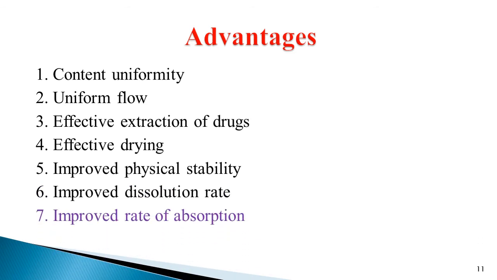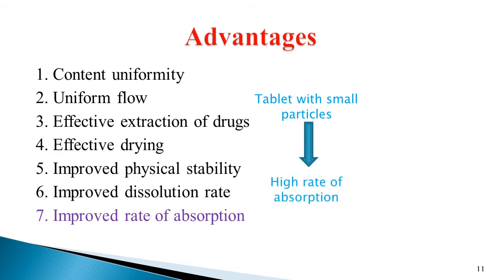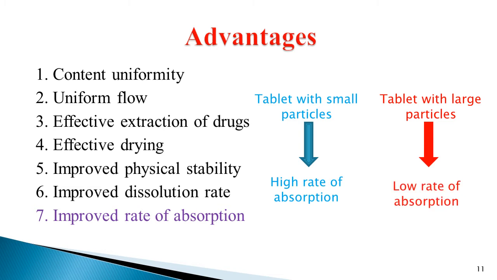Next, improved rate of absorption. By taking the same example of the tablet formulation, suppose the tablet contains small particles. After dissolution, it will be absorbed into systemic circulation. So if the particle size is small, it will be absorbed rapidly, so the rate of absorption will be high. On the other hand, if the tablet contains large particles, those large particles will take more time to absorb into blood circulation. Therefore, the rate of absorption will be low. Meaning, to absorb the drug into systemic circulation fast, the particle size should be small enough.